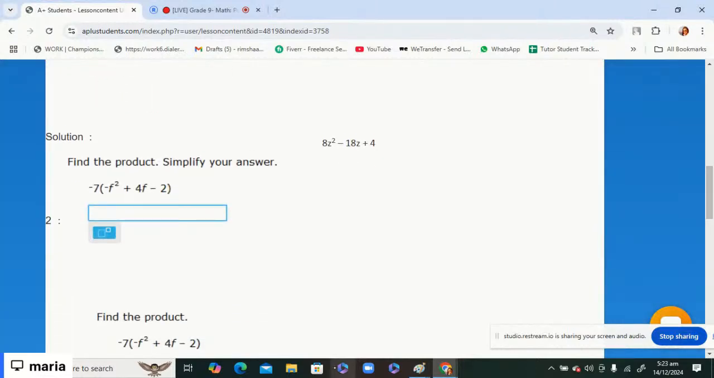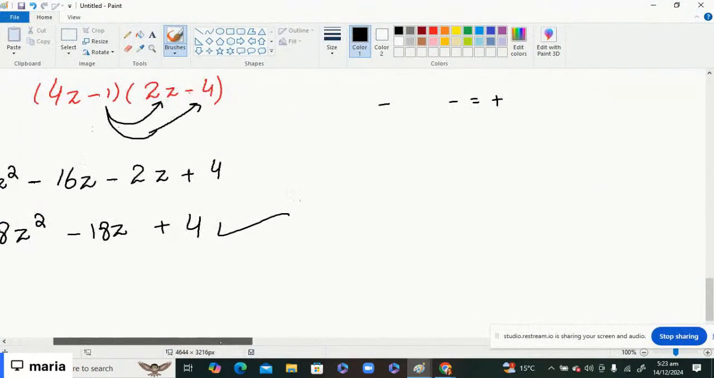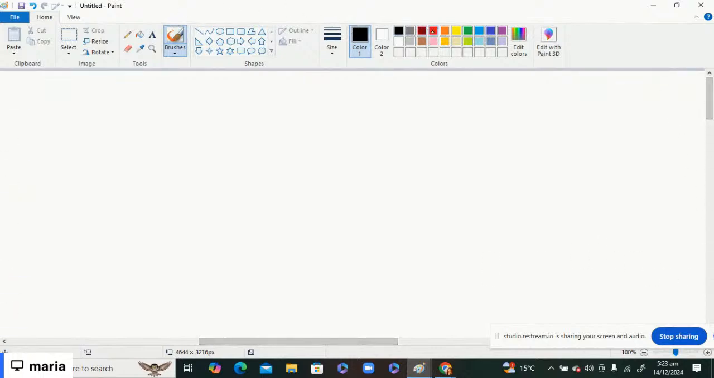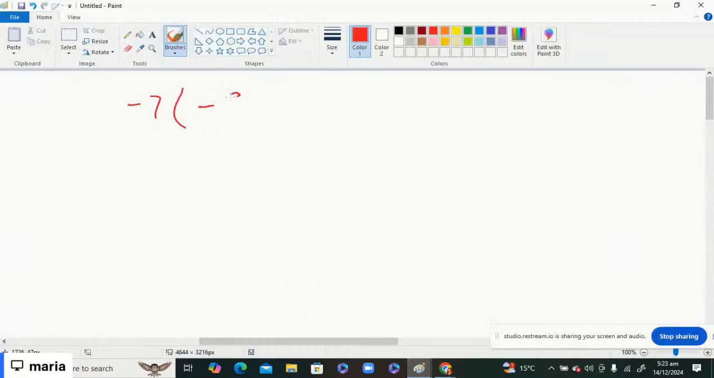Okay. Now let's do the next. For example, here is the question that is given. Minus 7 is multiplied with f terms: minus f cube plus 4f square minus 2f minus 8. So how can we multiply and how can we write our answer?